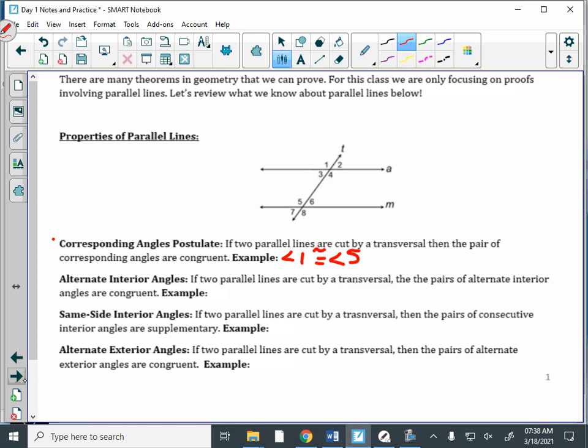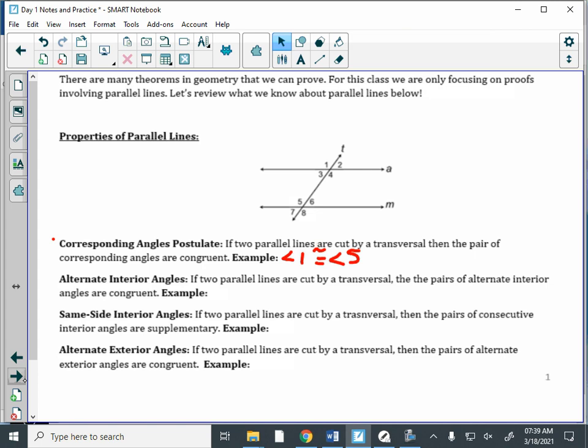What is angle 2's corresponding angle? 6. Yep. What's angle 4's? 8. Very good. What's angle 3's? 7. Very good. Those are corresponding angles. They are always congruent to each other.